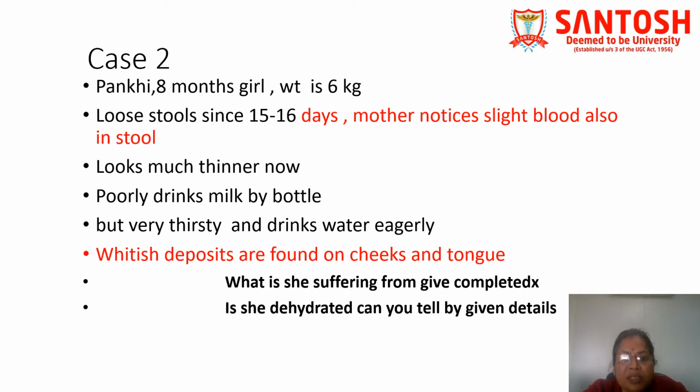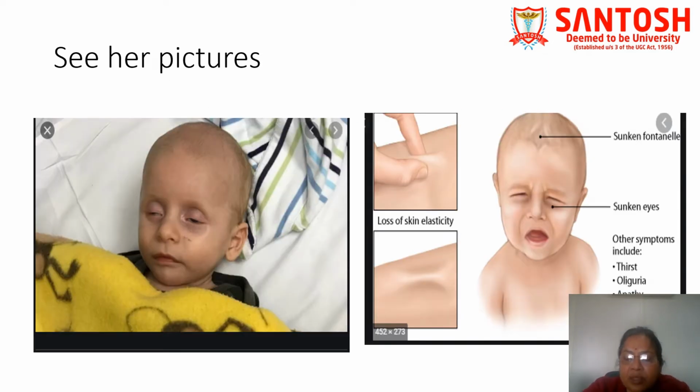The mother says she is given milk by bottle and she is not drinking it. She says although she is very thirsty and she drinks water eagerly, she is not happy to drink the milk. When I examine her oral cavity, I see there is some whitish deposit on her cheek and her tongue. So this girl definitely has dehydration. This girl has undernutrition and she is more seriously ill than the previous baby.